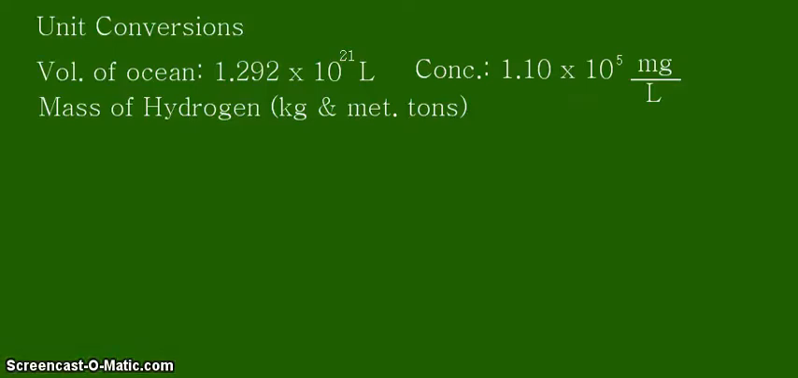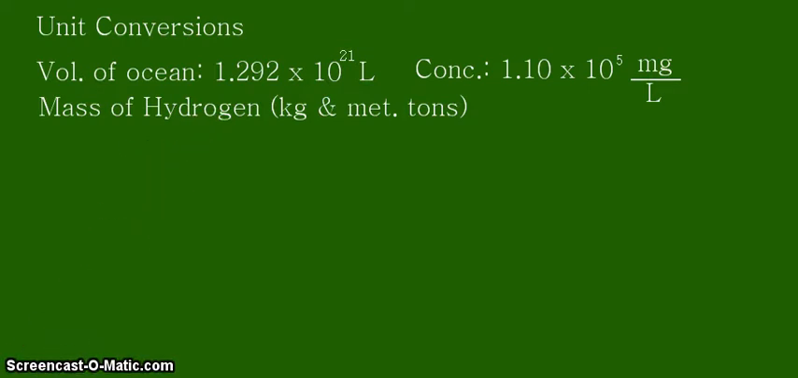Now in this example, similar to our previous videos on the ocean matters, we are trying to calculate the mass of hydrogen in the whole ocean, knowing that the volume of the whole ocean is 1.292 times 10 to the 21 liters. That's a lot of volume. And the concentration of hydrogen in the ocean is 1.10 times 10 to the 5 milligrams per liter, or that is parts per million. So using this concentration and the volume of the ocean, we'll try to calculate the mass of hydrogen in the units kilogram, then we'll convert that into the unit metric tons.